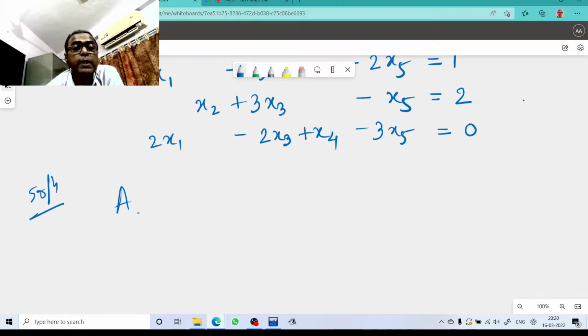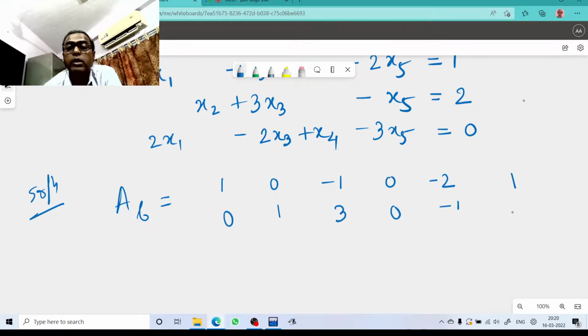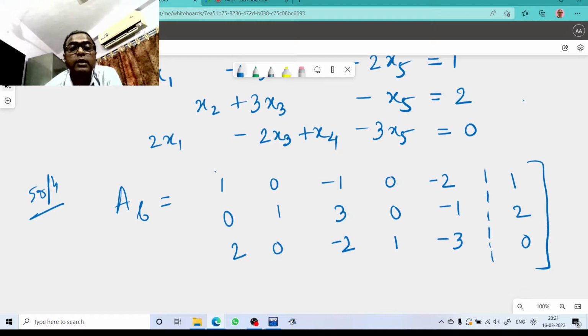The augmented matrix AB equals: first row 1, 0, minus 1, 0, minus 2, 1. Second row 0, 1, 3, 0, minus 1, 2. Third row 2, 0, minus 2, 1, minus 3, 0. This is the coefficient matrix, and this is the right hand side column matrix. So this 2, this 0, minus 2, 1, minus 3, and this 0. This is the augmented matrix.